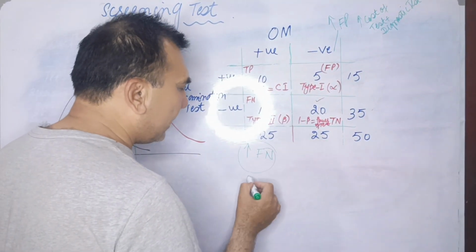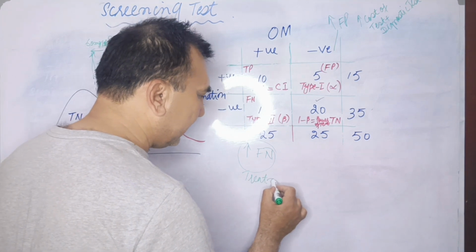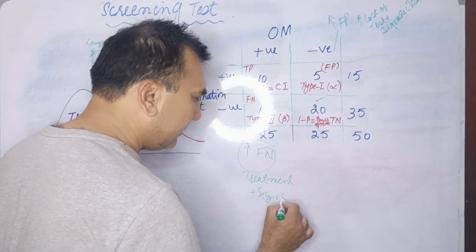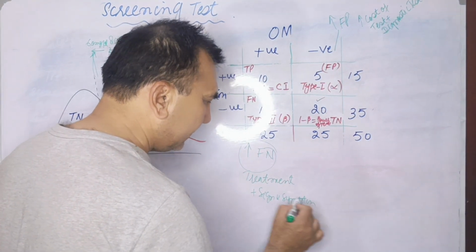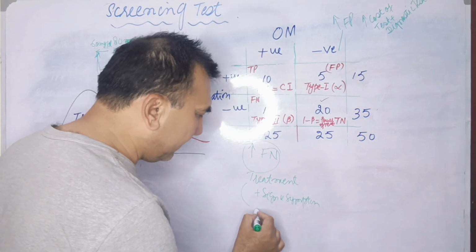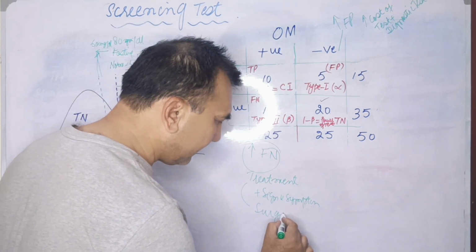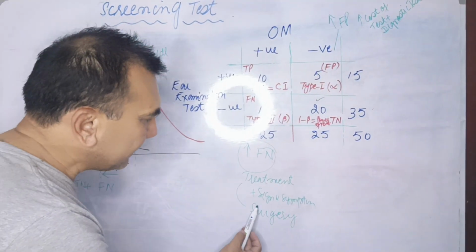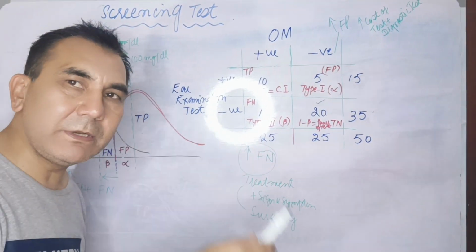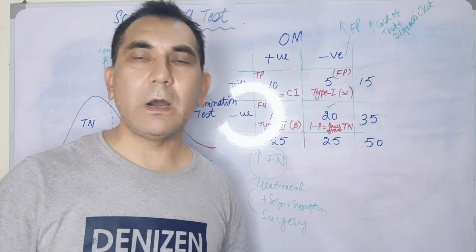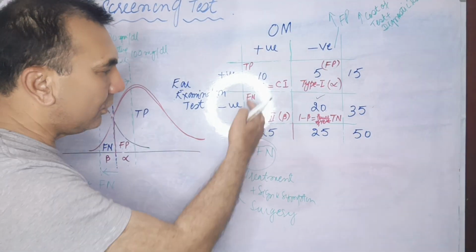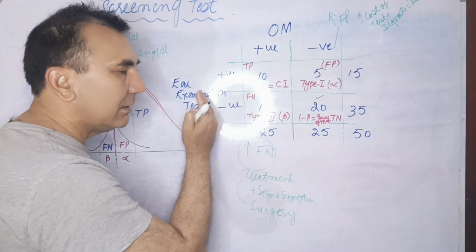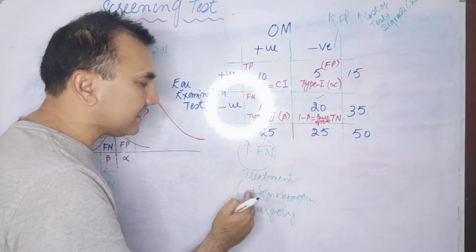You will start the treatment. The consultant starts the treatment on the basis of the sign and symptom, or maybe does the surgery. On the basis of the sign and symptom, he has started treatment, either medical or surgical, on this group of people, but the physical examination or the screening test has labeled him as negative.